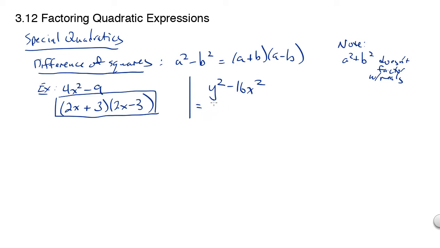Well, y squared is the square of y. 16x squared is the square of 4x. It's a subtraction, it's a difference, so this will factor. If it was a plus here, we'd be out of luck. We'd just have to say, oh, we're done. But it's a minus, so we can write this as y plus 4x times y minus 4x. That's it.